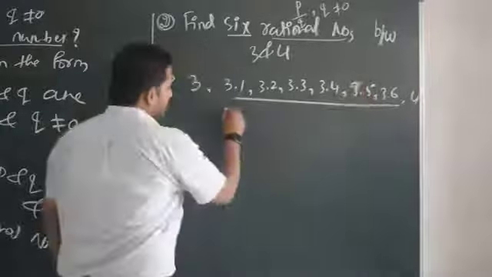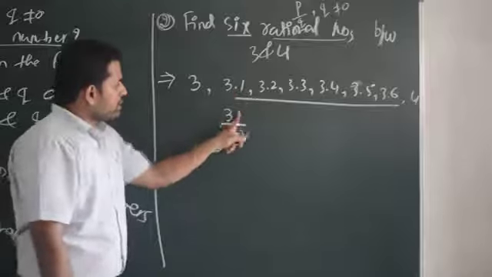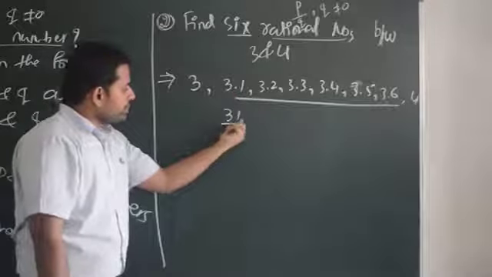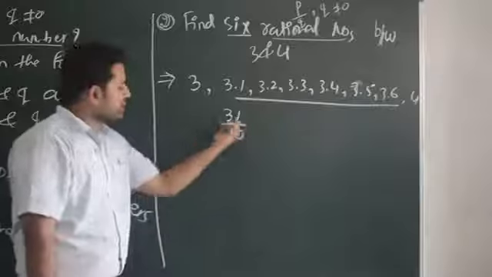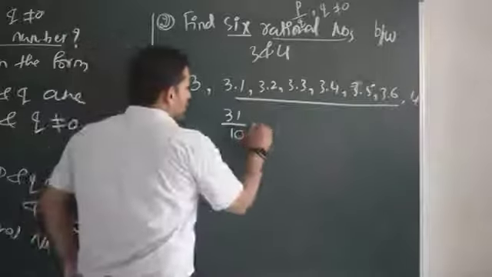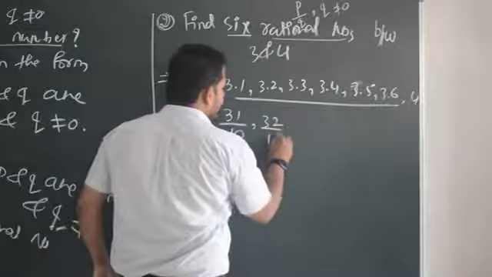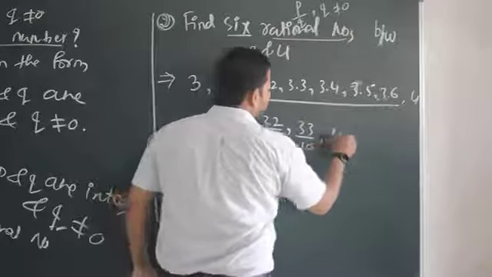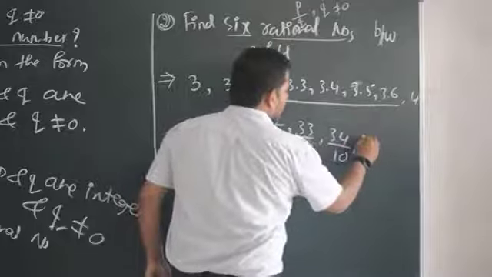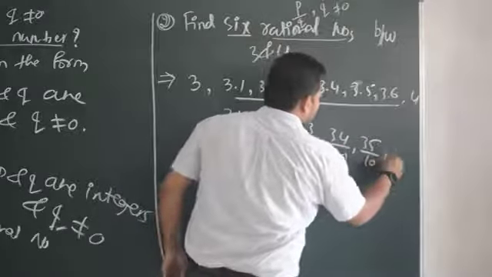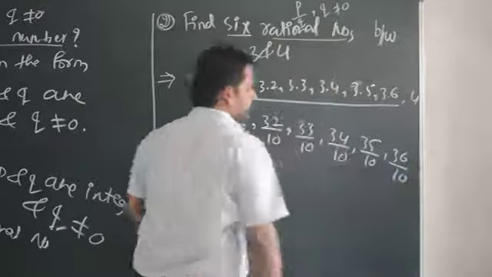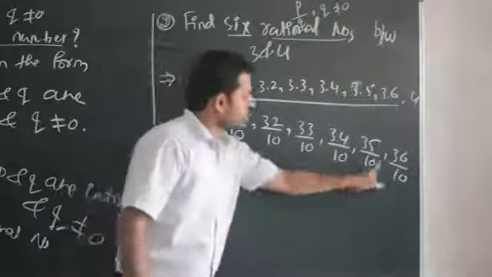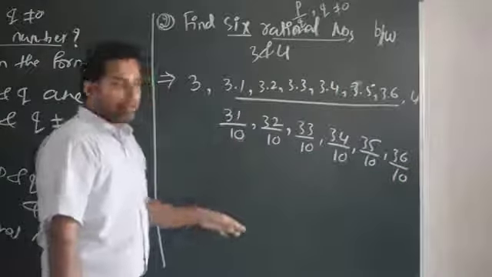Now this 3.1 can be written as 31 divided by 10. Yes or no? 3.1 is nothing but 31 divided by 10. Divided by 10 means the decimal will move back, no? One place will be displaced, that is 3.1. 3.2 can be written as 32 divided by 10. Then 3.3 can be written as 33 divided by 10. 3.4 can be written as 34 divided by 10. Next 35 divided by 10. Then 36 divided by 10. 1, 2, 3, 4, 5, 6. Are they in the form of p by q?